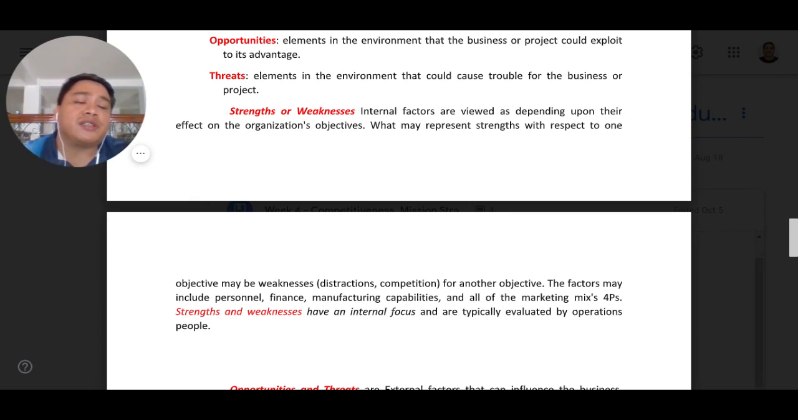Okay. Ano yung mga for peace natin? Marketing mix for peace. Okay. Yung product, promotion, price, place. So, those are my marketing mix. Doon sa within your organization, yung mga marketing mix mo, that is considerably your S and W. Okay? Strengths and weaknesses have an internal focus and are typically evaluated by operations people, yung operations function. Sila yung nag-evaluate kung ano yung meron tayo doon.